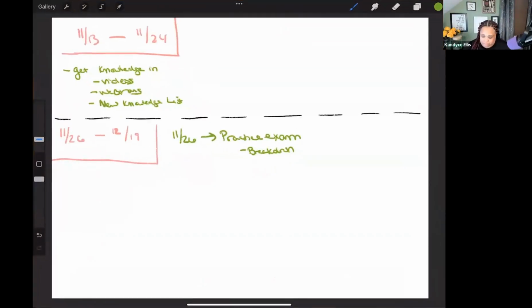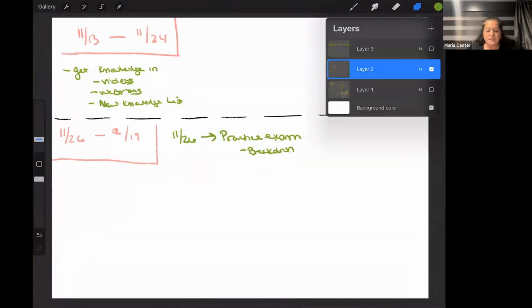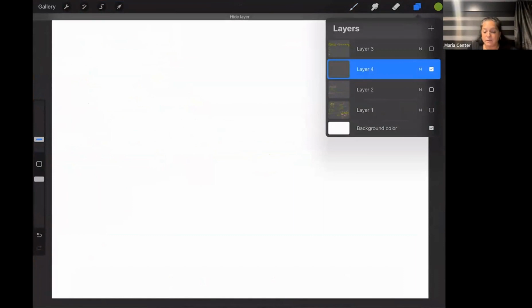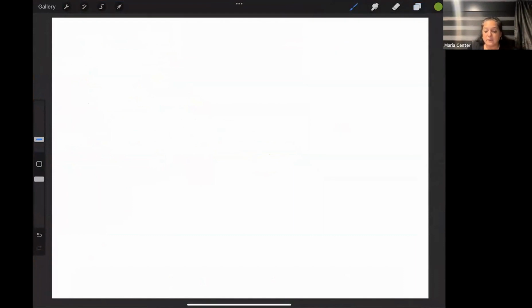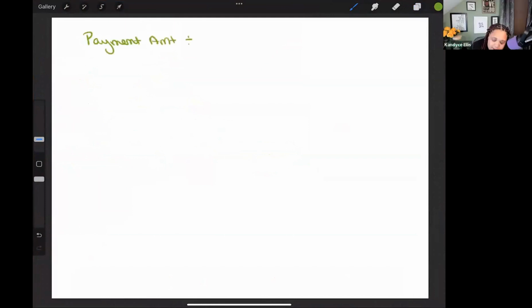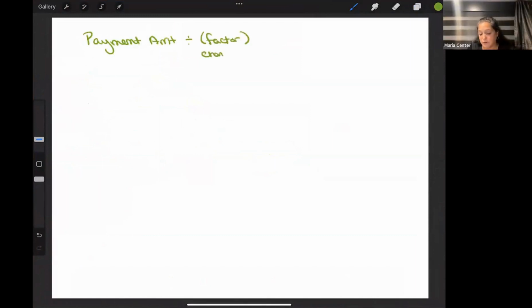So here's what you do. I'm going to type it in the chat. If they gave us the payment amount, we would divide that by the number from the chart. The payment amount divided by the factor, which we get from the chart, equals whatever it is. And then you multiply that number times 1,000. That was the one I did.